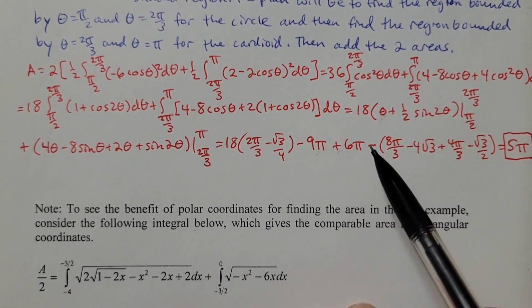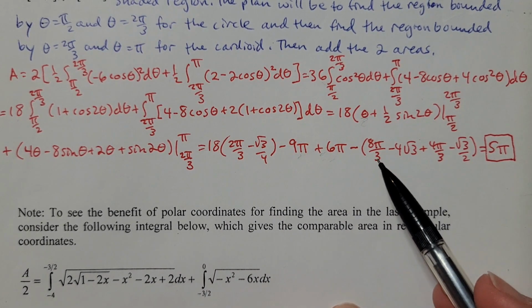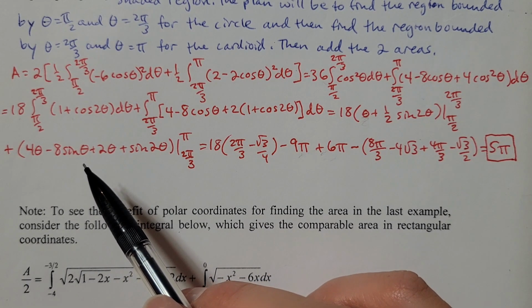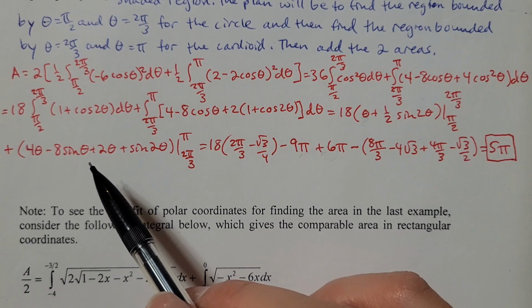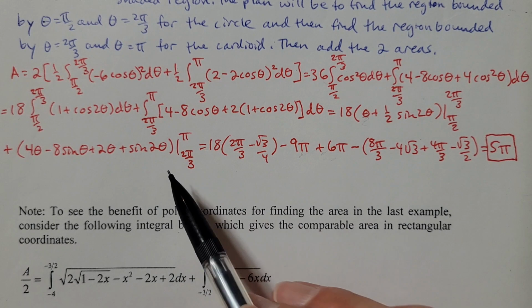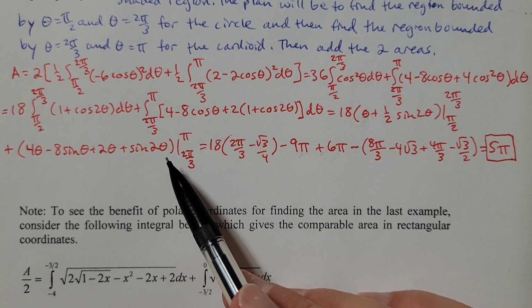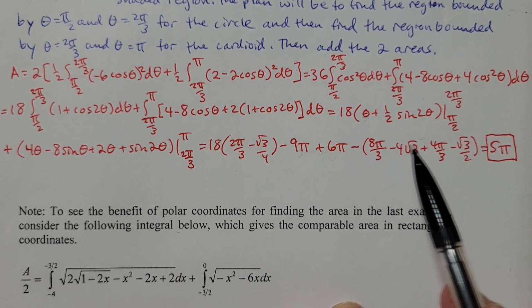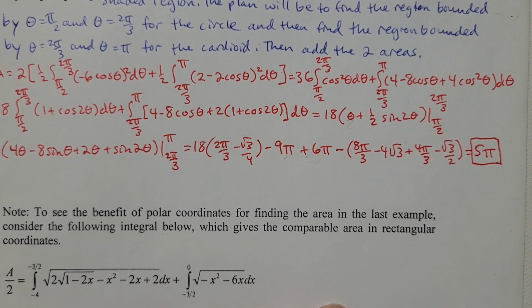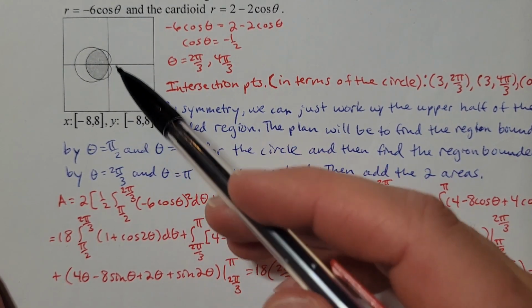And then minus, when I plug in 2 pi over 3, I get 8 pi over 3 minus sine of 2 pi over 3, that's root 3 over 2, times negative 8, that's negative 4 root 3, okay? And then sine of 4 pi over 3, that's negative root 3 over 2, okay? Now when I simplify all of this here, I get 5 pi as the total area, okay? So that's the shaded area on this picture that I see.